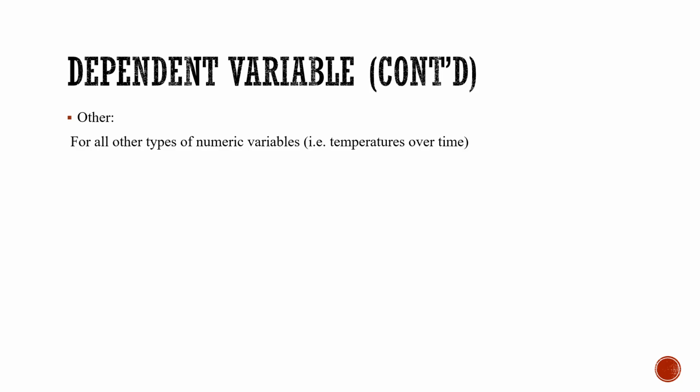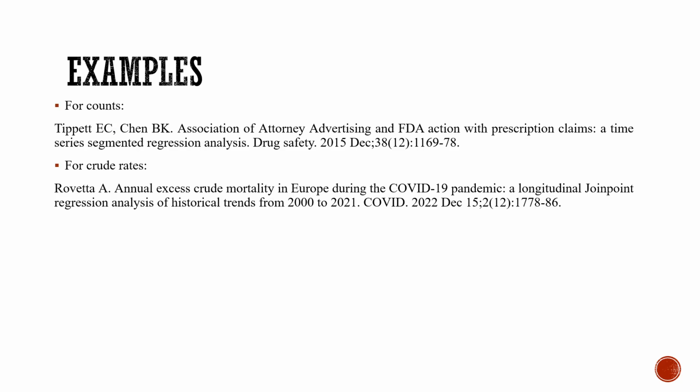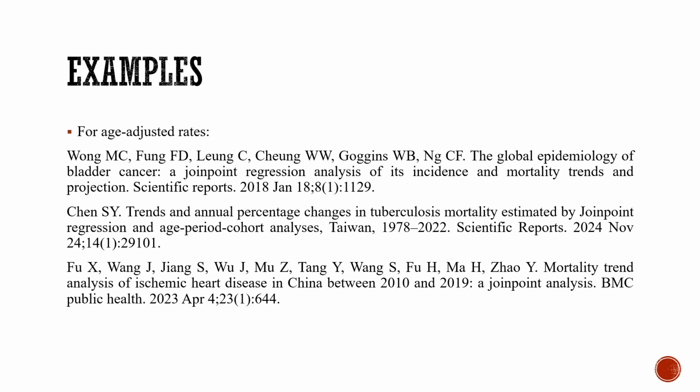The other option is used for all other types of numeric variables, such as temperatures over time. For examples for each type of dependent variable, I have gathered some articles that you can see and use for further reading.